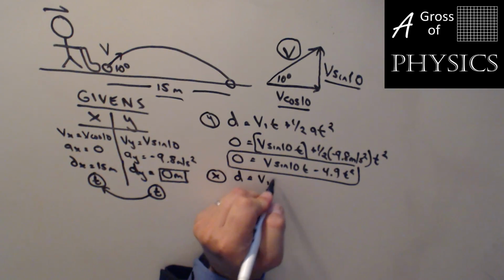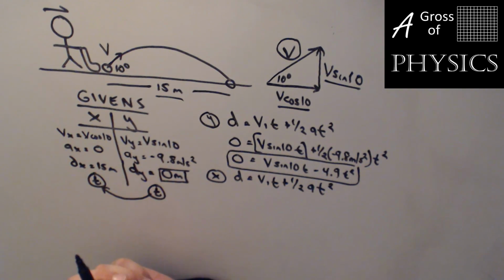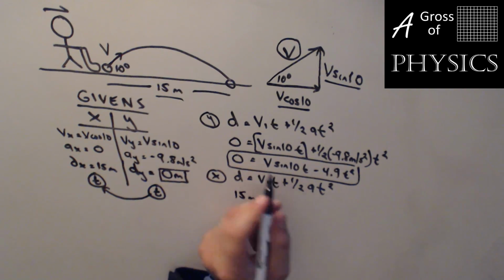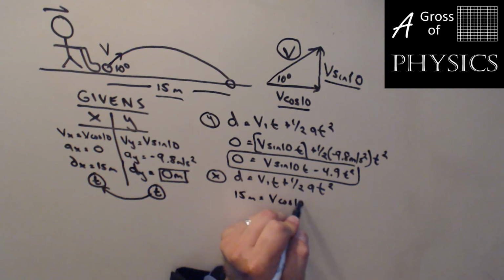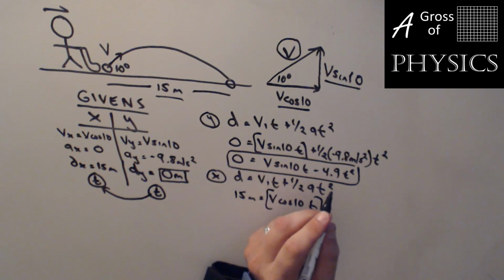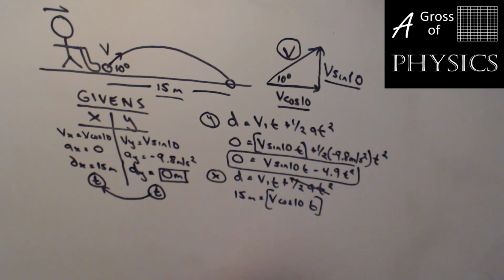d equals v_i t plus 1/2 a t squared. d in the x is 15 equals v cos 10 times t. Two unknowns in that term. And fortunately, this 1/2 a t squared is going to cancel. Now, this is our second equation. And what I often fear is substituting in for anything that's squared.